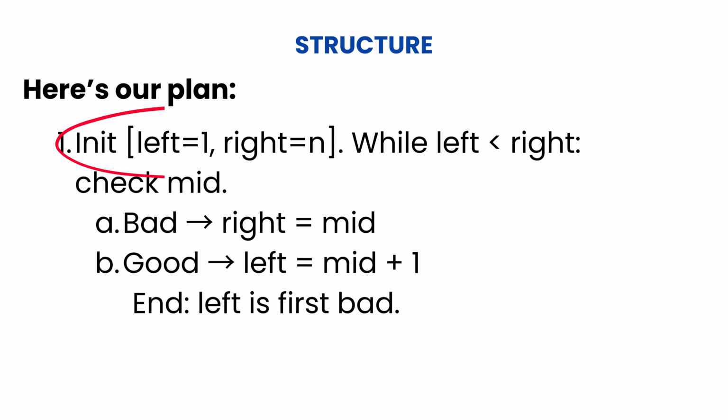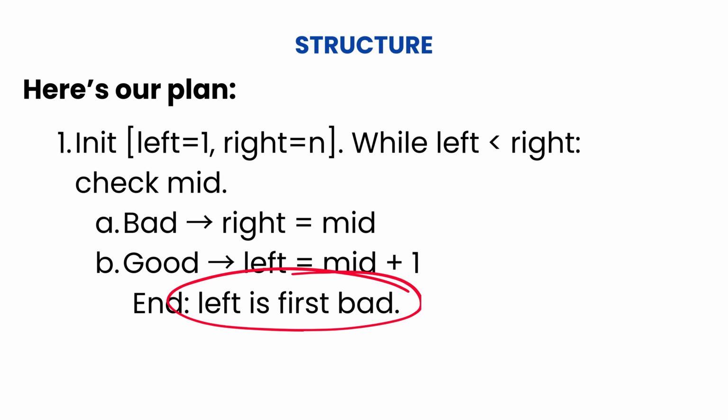Structure. We keep a closed interval from left to right, initialized to 1 and n. While left is less than right, we compute mid. If isBadVersion(mid) is true, we shrink right by setting right equal to mid. Otherwise, we move left past mid by setting left equal to mid plus 1. When the loop ends, left equals right, and that index is the first bad version.